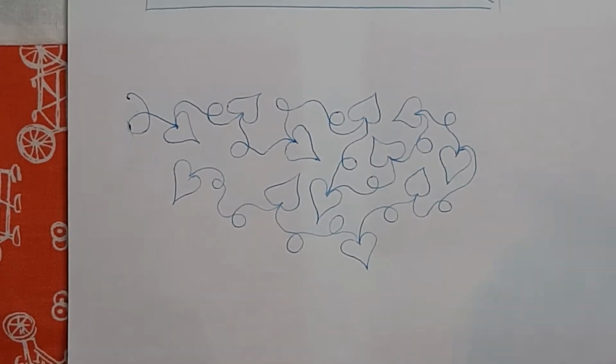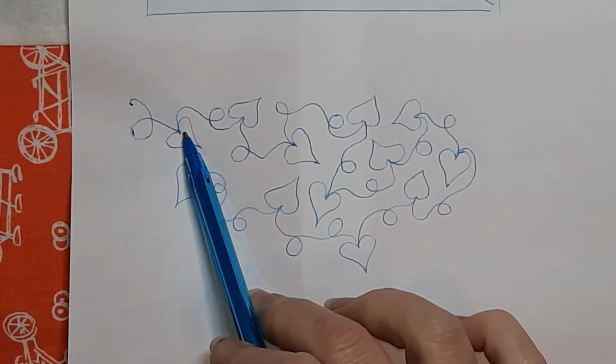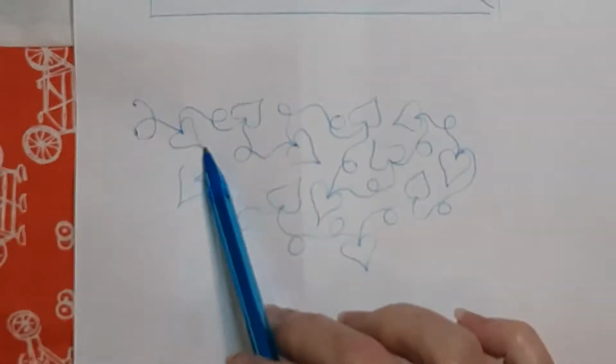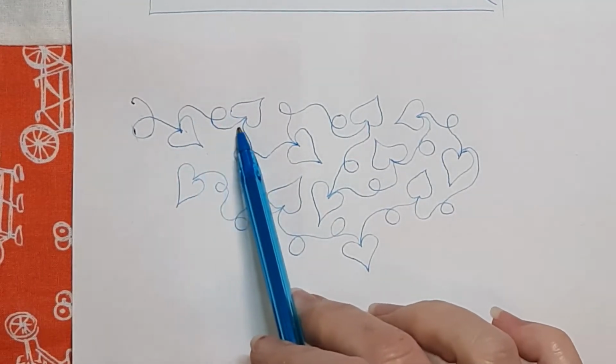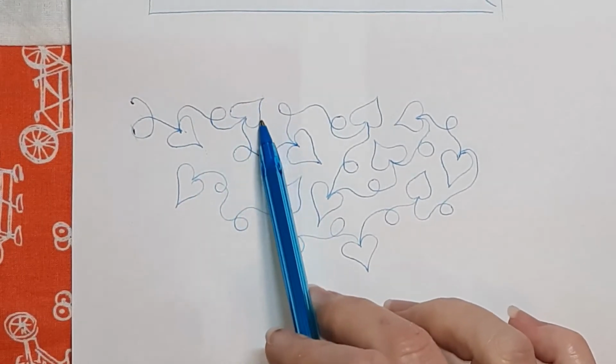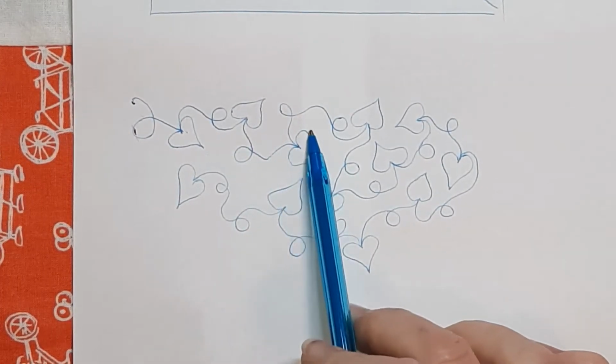Now, whilst overall what we're doing is a loop, coming into a point, doing our heart shape, which is some curves, coming out and doing another loop, and then doing another heart, another loop, and then another heart.